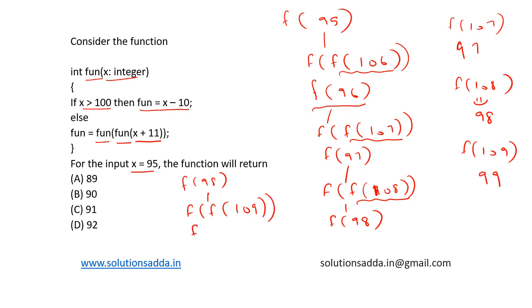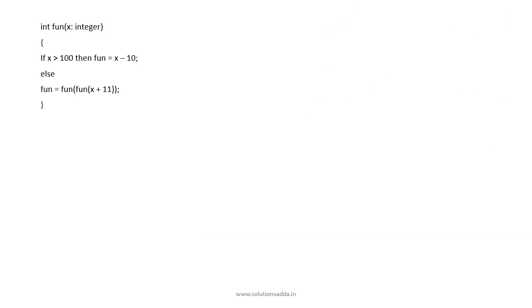So f of 99 is called. Now since f of 99 is getting called, we see 99 is less than 100. What happens is f of 99 plus 11, we get 110. Now f of 110 gets called. Upon calling 110, we get f of 110 would return 100.